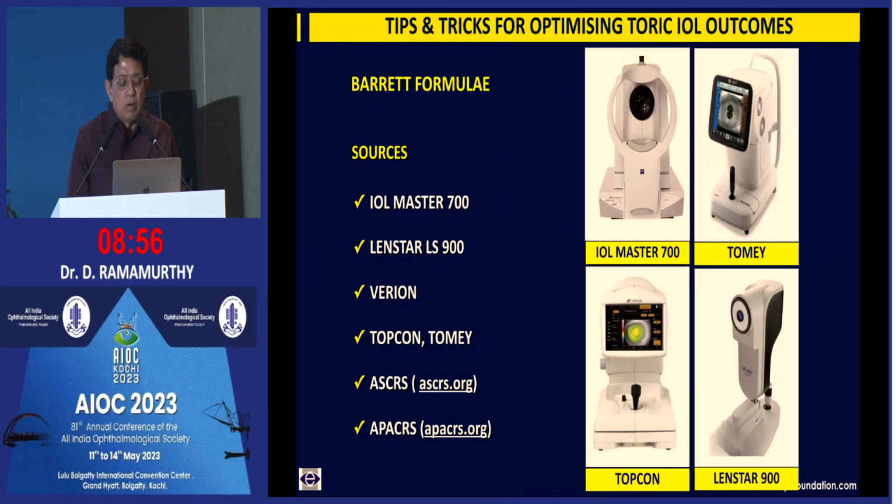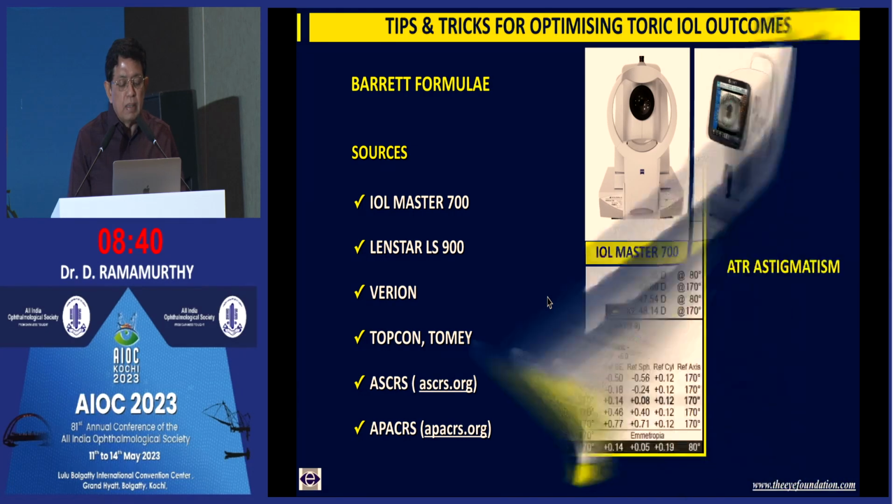As far as the Suter formula is concerned, it is available in the IOL Master and various optical biometers. But just in case you do not have access to them, you can still benefit from these formulae at the ASCRS and APSCRS websites, where it's available as a drop-down menu.